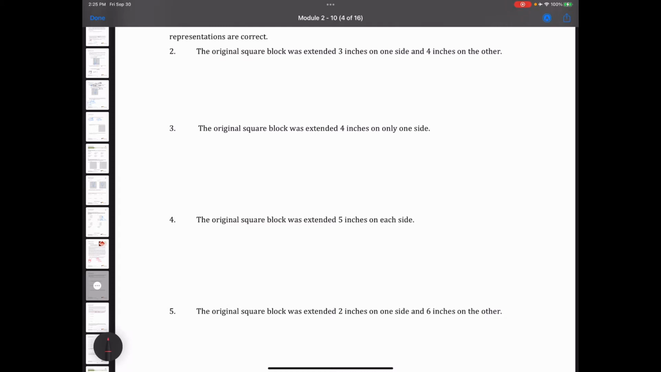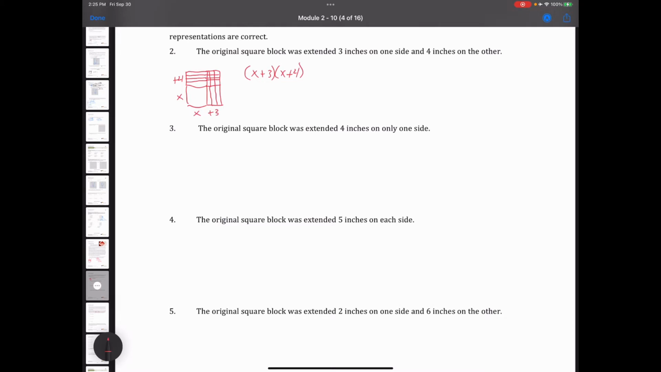So it says the original block, always start there, was extended by 3 inches on one side and by 4 inches on the other. So it's almost a square, but not quite. And those blocks also extend up here into this top corner. So in terms of the side lengths, we have X plus 3 and X plus 4. So the area in terms of the side lengths is X plus 3 times X plus 4, just like that.